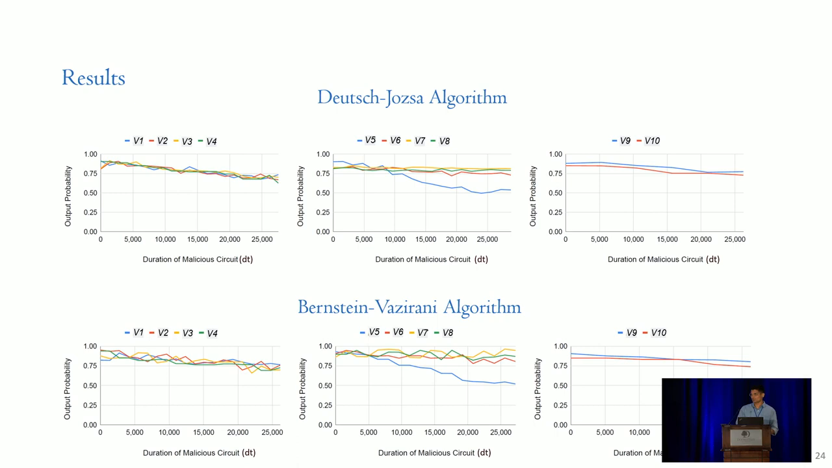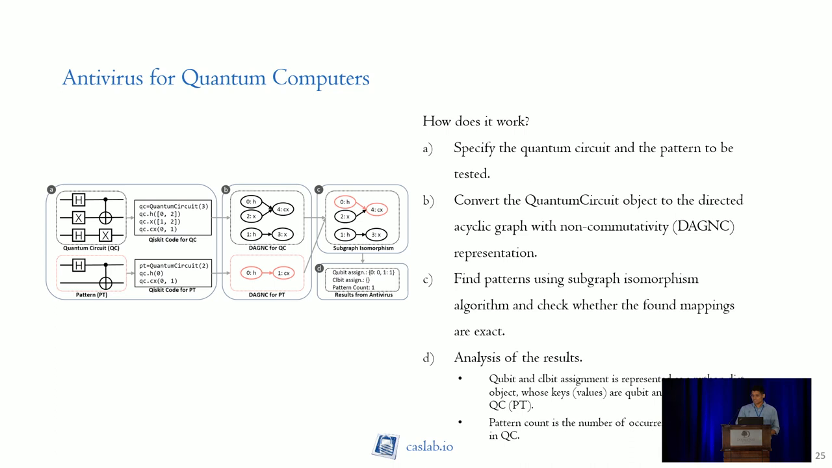Since we see from this analysis that these attacks were successfully possible, to stop that or to identify virus circuits early, we designed this antivirus for quantum computers. So how does it work? We just specify the quantum circuit and the pattern to be tested as an input to our antivirus software, which converts this quantum circuit object to a directed acyclic graph with non-commutative representation. This then finds a pattern using a subgraph isomorphism algorithm and checks if the mappings are exact.